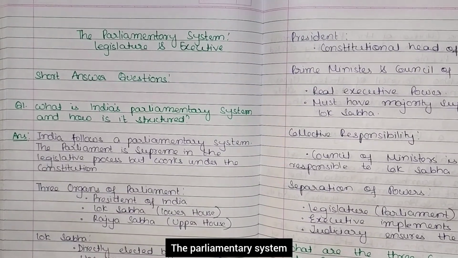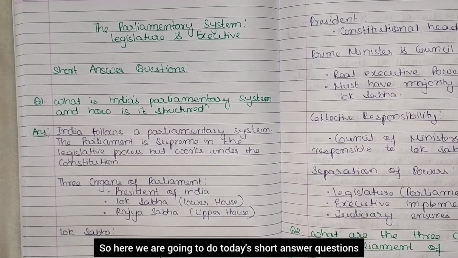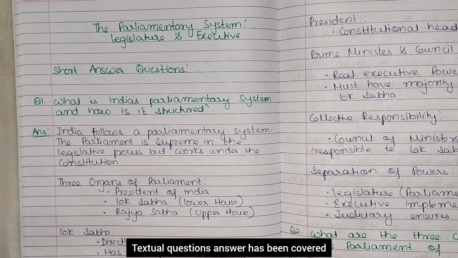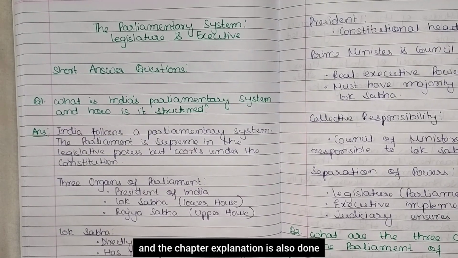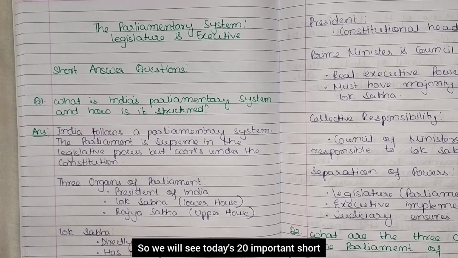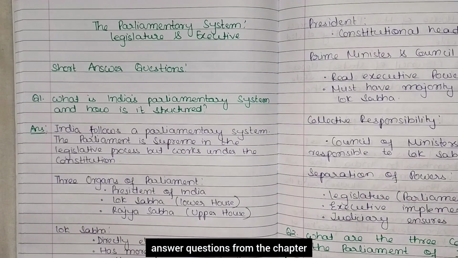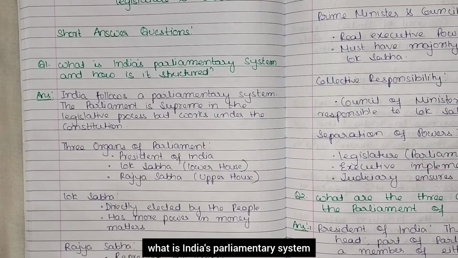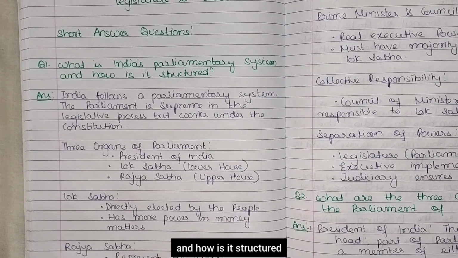The parliamentary system, legislature and executive. So here we are going to do today's short answer questions. Textual questions answer has been covered and the chapter explanation is also done. So we will see today's 20 important short answer questions from the chapter. So let us start. The first one is, what is India's parliamentary system and how is it structured?